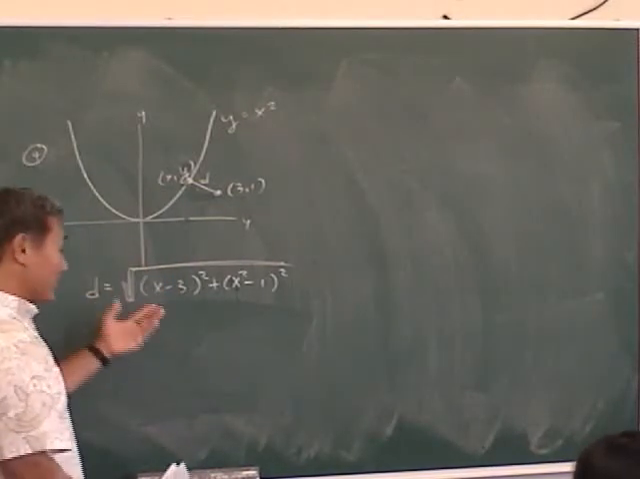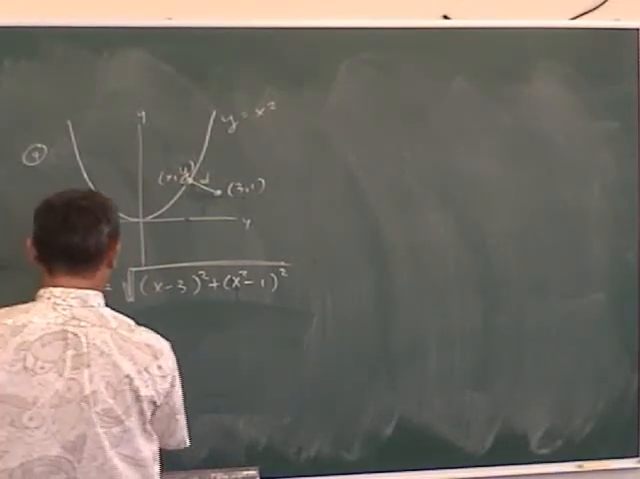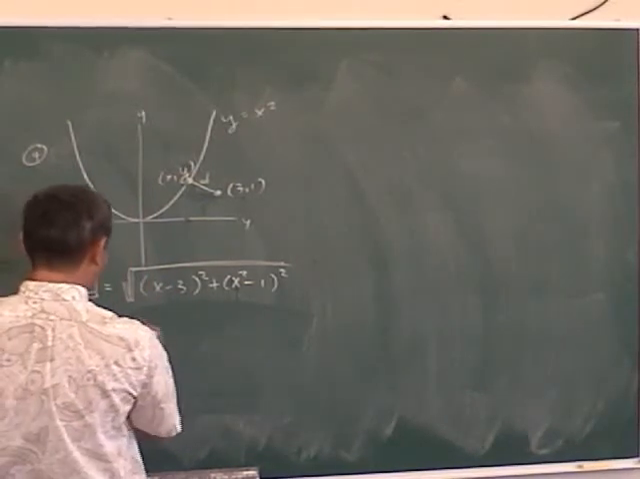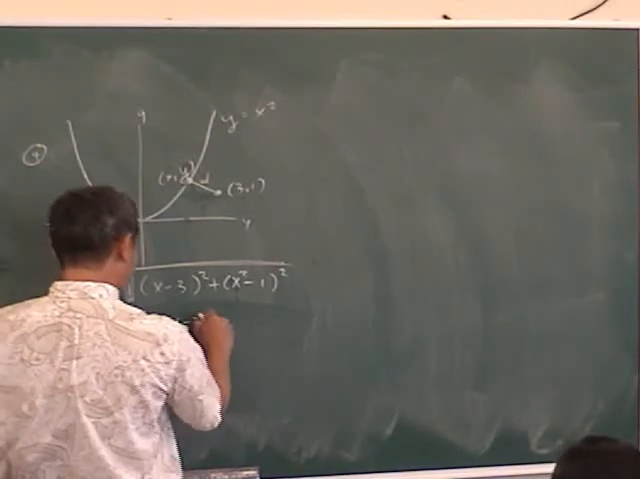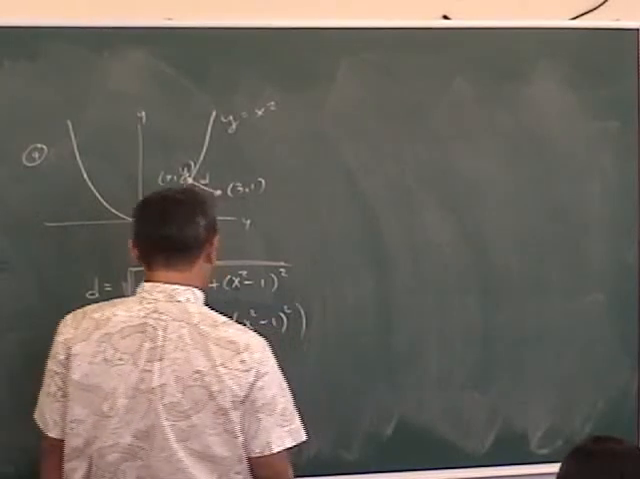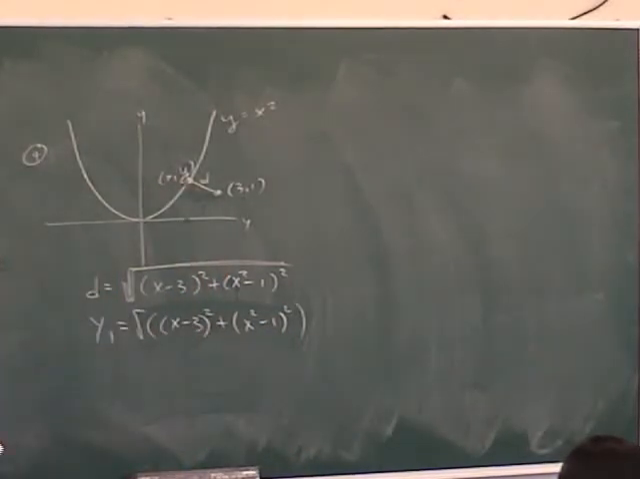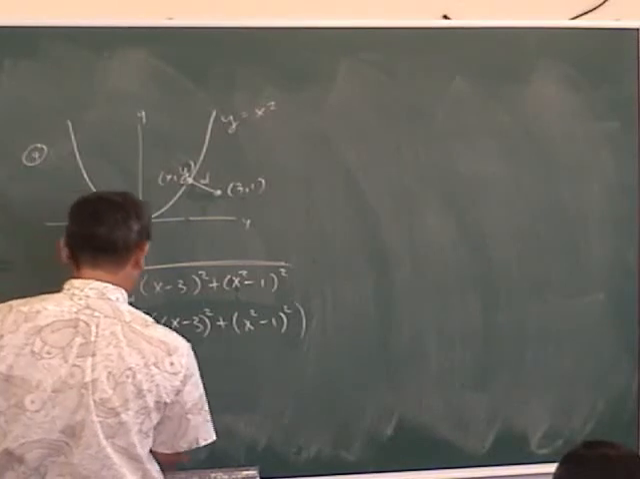So can we graph this on our calculator? Take out your calculator. What do I graph on the calculator? Square root of open parenthesis x minus 3 squared plus x squared minus 1 squared close parentheses. And again, you need to set the window, people. You cannot just press the graph button and think you're going to see something.